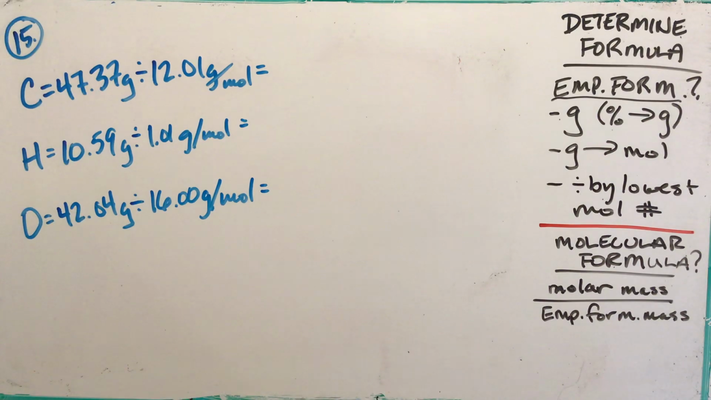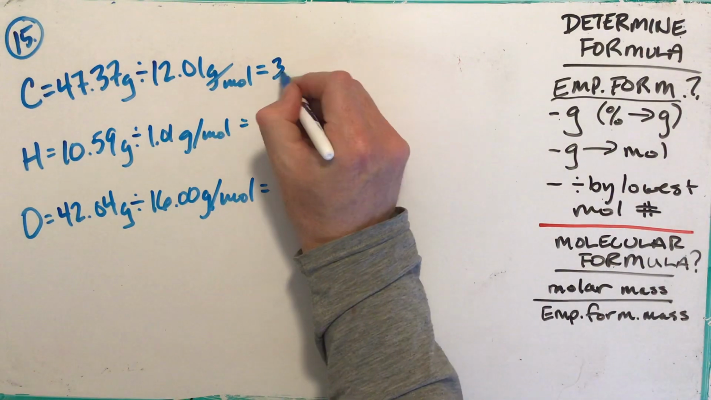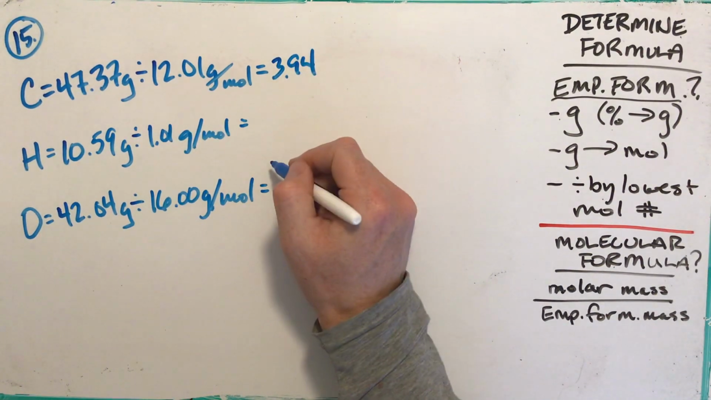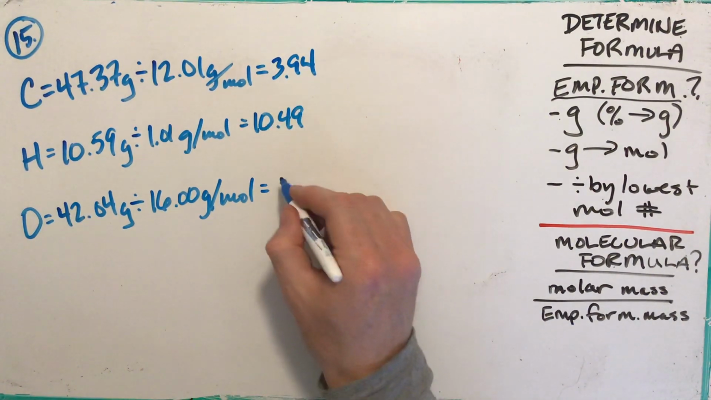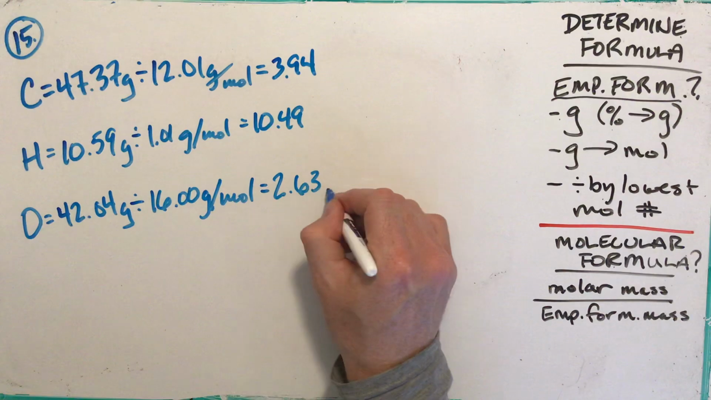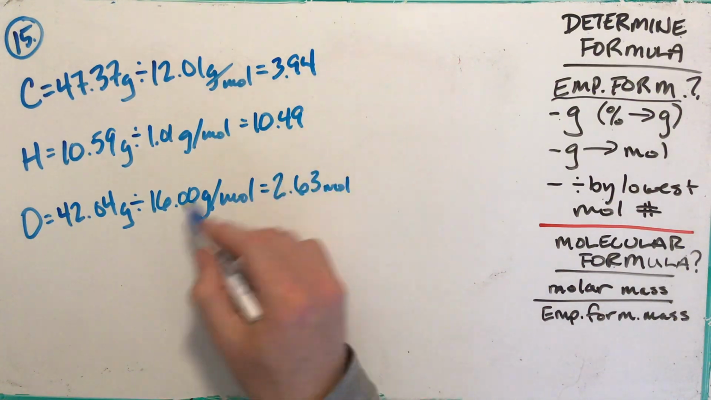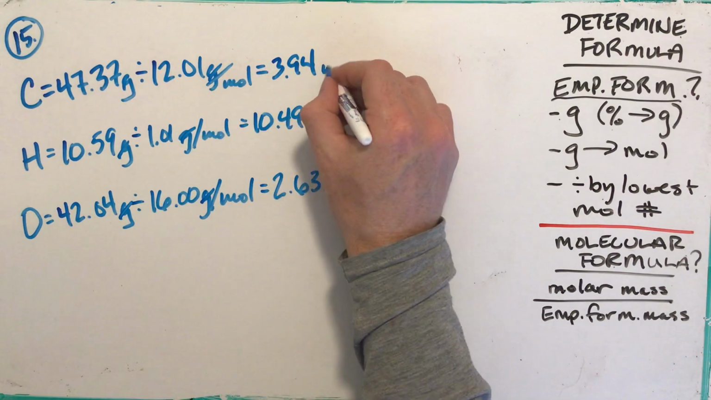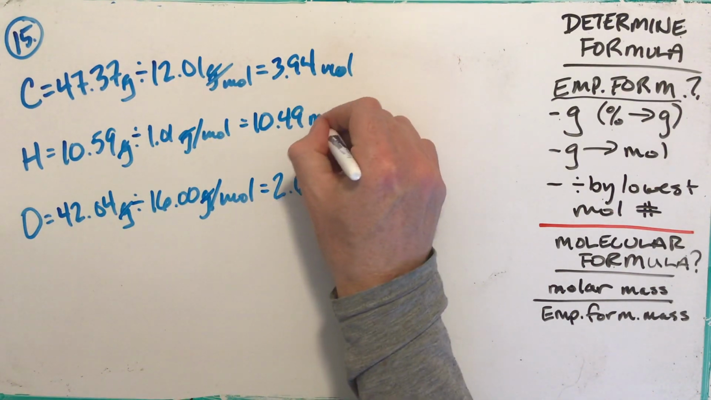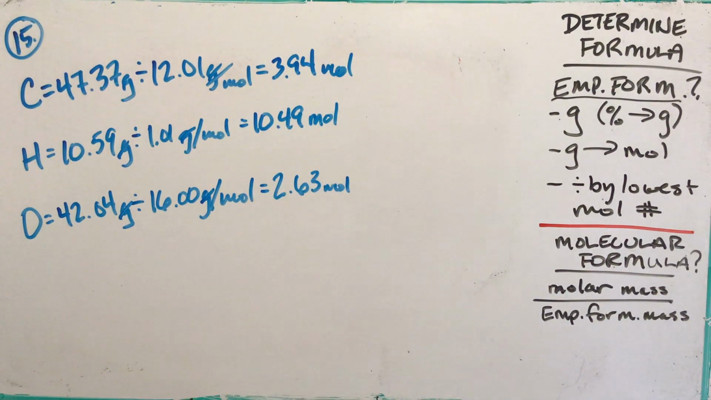And when we divide that out, I get 3.94 here. I get 10.49 here, and 2.63 here. And they're all moles because grams divided by grams will cancel. So these are all moles. And now I divide by the lowest mole number to get my empirical formula.